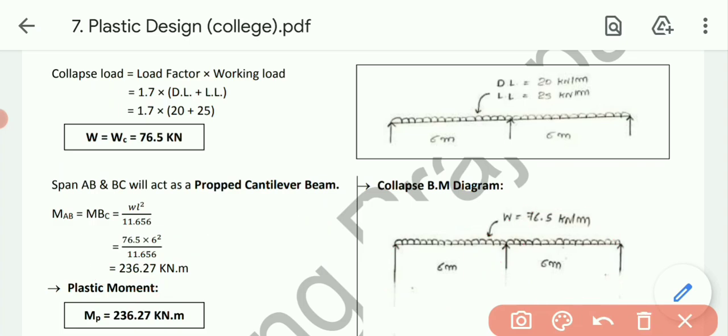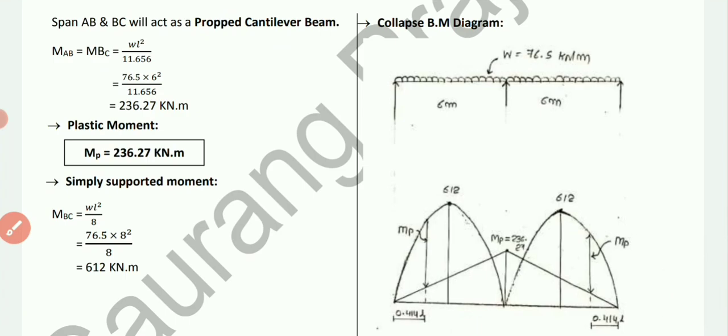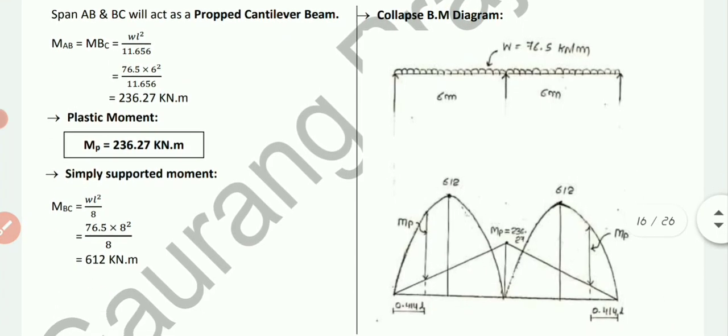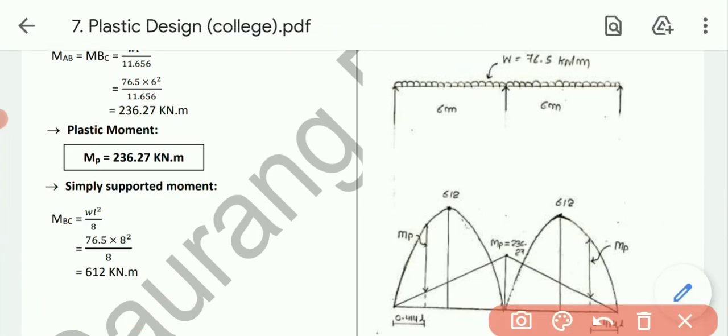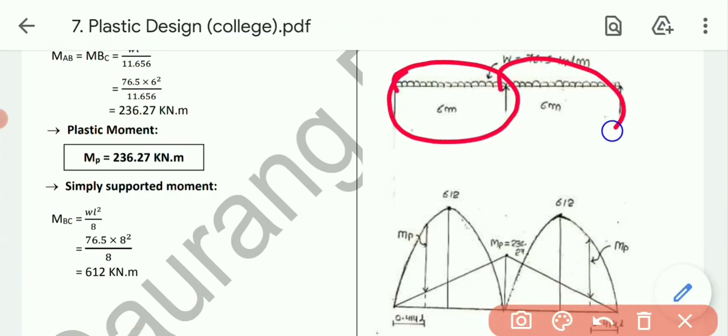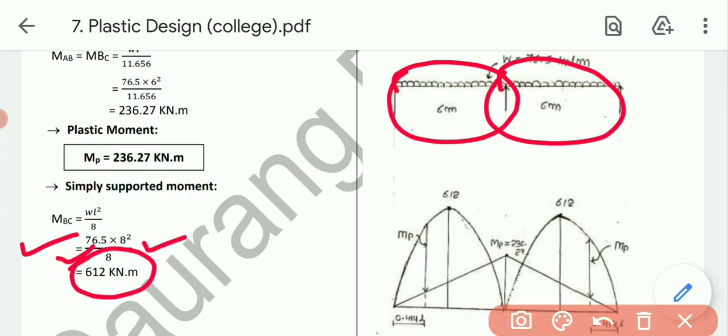Usually the plastic moment is taken as the maximum moment of both spans, but right now both spans' moments are equal. So ultimately the plastic moment will be the same, 236.27 kilonewton meter. Now talking about the bending moment diagram, we need to calculate the simply supported moment for AB as well as BC. Once again, the load is common and the distance is common. So the formula for the simply supported moment is WL square by 8, that is 76.5 times 6 square divided by 8, so ultimately we get 612 kilonewton meter.